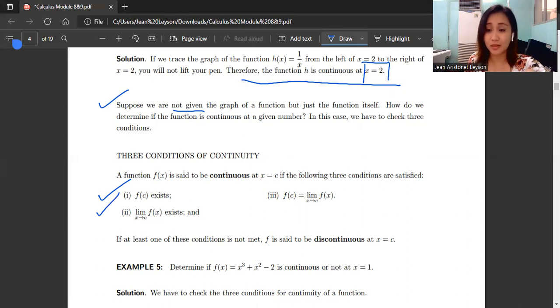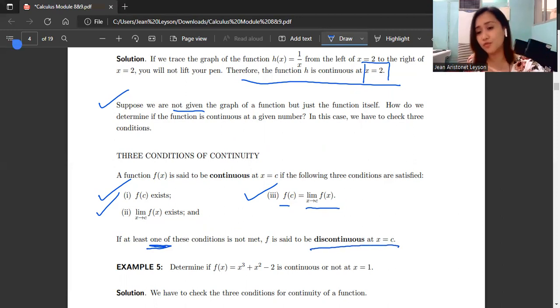So it should exist. It should be the same for both the left and the right side. Now for the third condition, we need to make sure that the value of the function at c and the limit of the function as x approaches c are equal. So if at least one of these conditions is not met, f is said to be discontinuous at x is equal to c. So for us to prove its continuity, we need to prove all 3 conditions. But we only need one condition to not be met for the function to be discontinuous.